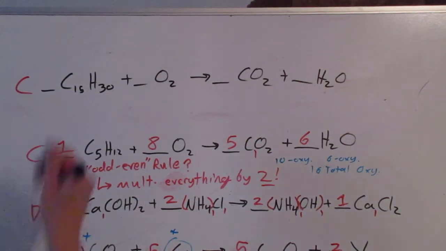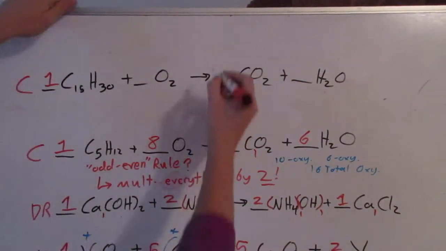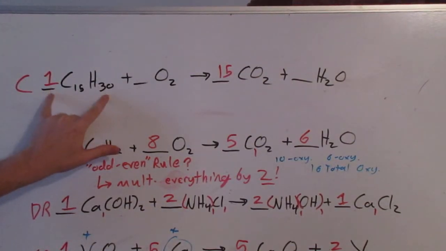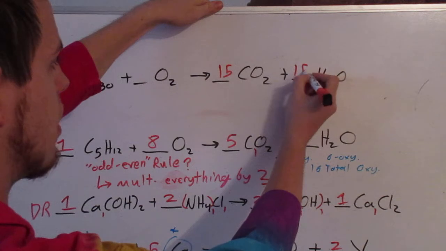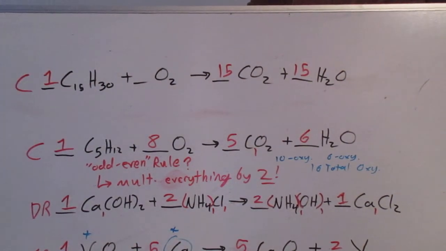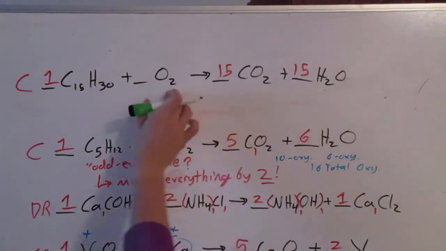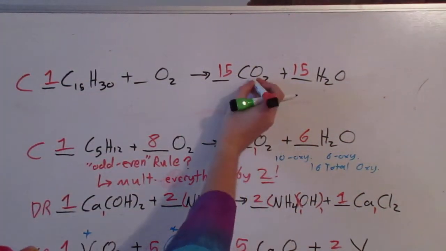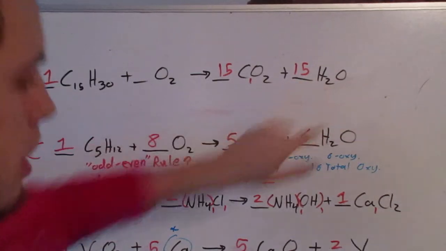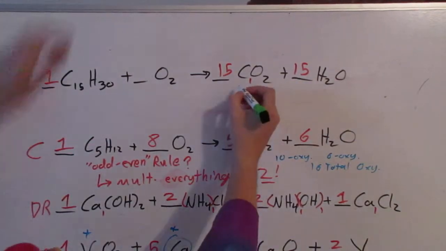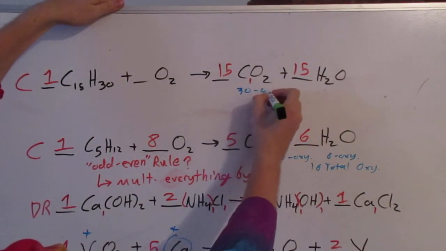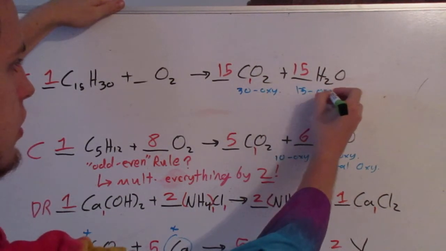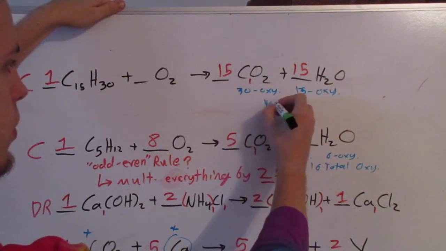Very big numbers on the carbon. 15. Oh, well, I got 30 of these. I need a 15 here too. And what you'll notice here is when you're looking at oxygens, I got the 15 from here and here. I got the 30 and 30. However, if we're looking at this, we have 30 oxygens and we have 15 oxygens for a total of 45.